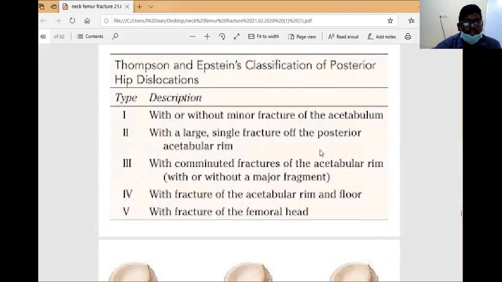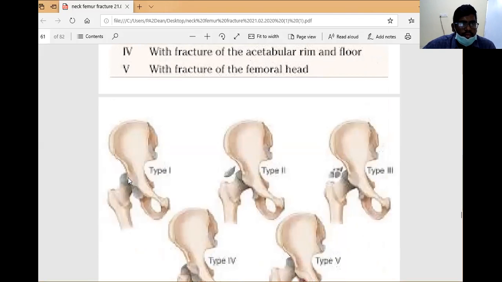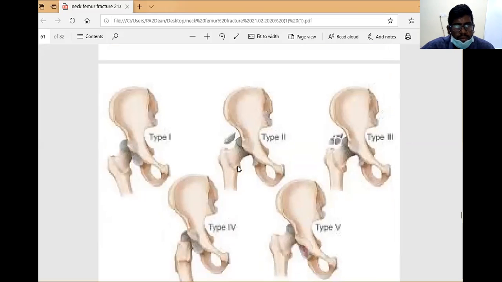The classification is Thompson and Epstein's classification of posterior hip dislocation. Type 1 is with or without minor fracture of the acetabular wall. So it is pure dislocation or with minor fracture of the acetabulum. Type 2 is large chunk of the posterior wall of acetabulum is lost. Here this is normal. In type 2 a large chunk of acetabular wall fracture may be seen.